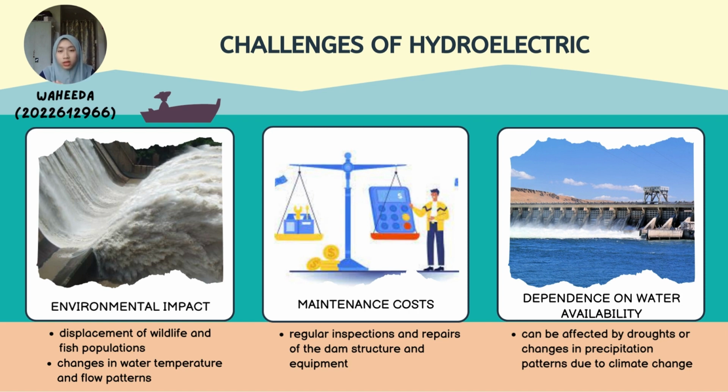The third one, the dependence on water availability. Hydroelectric power generation is dependent on water availability, which can be affected by drought or changes in precipitation patterns due to climate change. This makes hydroelectric power generation less reliable in some regions where water availability is limited.